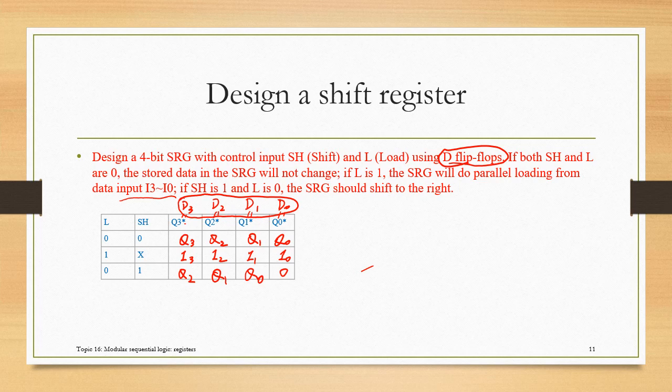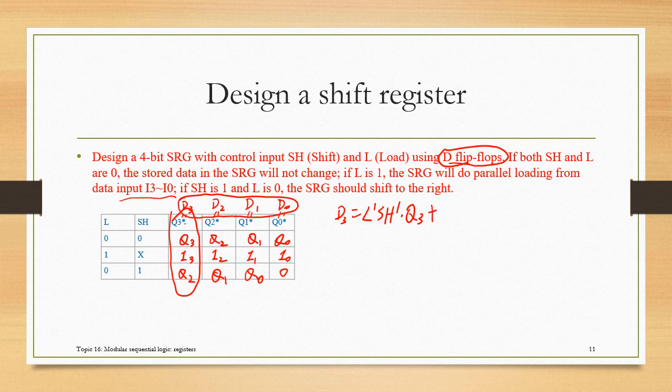Okay, so let's see how to write the equation. So here, what we can do is to write the equation for D3, we just look at this column. So we can translate this by using a statement. So when will D3 equal Q3? When L equals 0 and SH also equals 0, right? Under this condition, D3 should equal Q3, right?